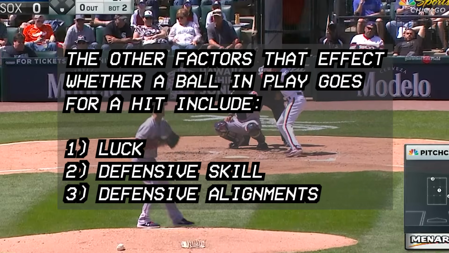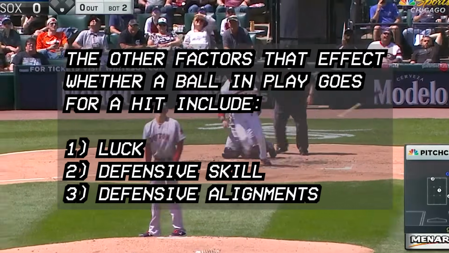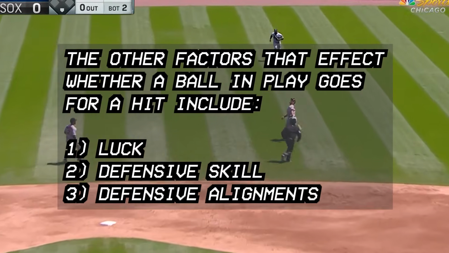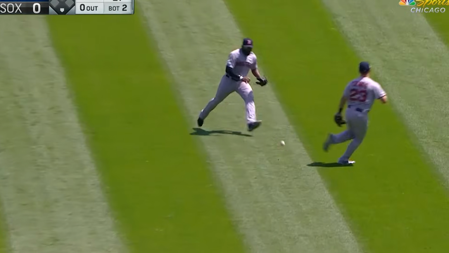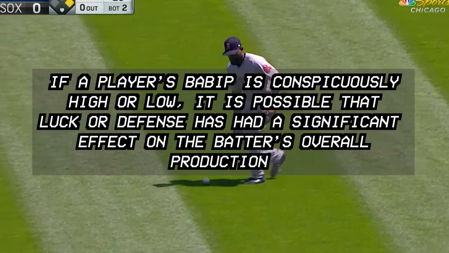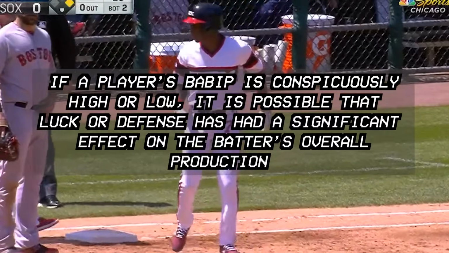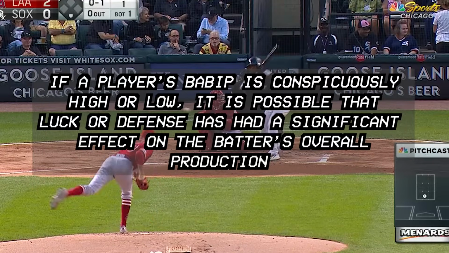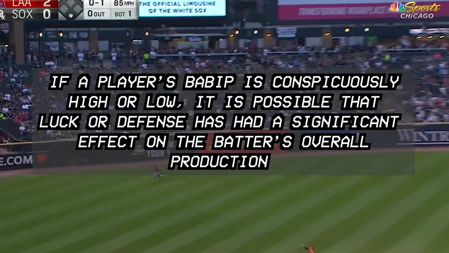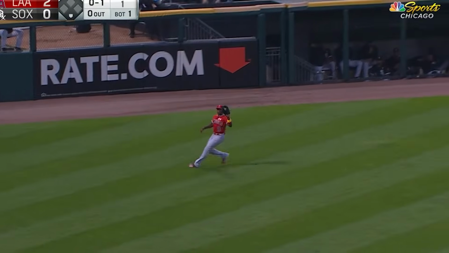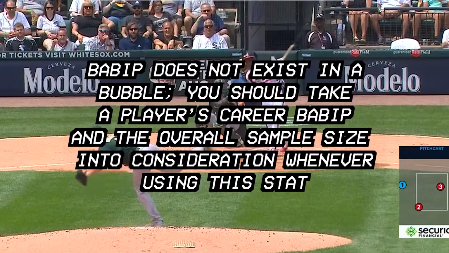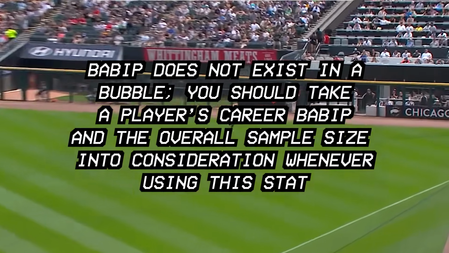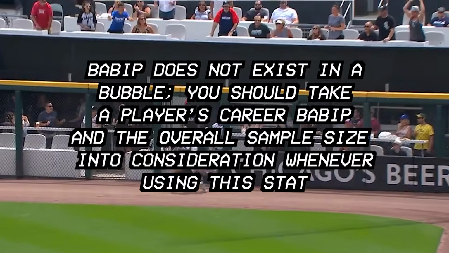The other factors that determine whether a ball in play is a hit are defensive skill and luck. And because these things are out of a batter's control, players' BABIP can be looked at alongside their current and historical batting stats to get a more complete picture of how sustainable their current batting performance may be. It should be made clear that BABIP does not exist in a bubble, and as I said, good players tend to have higher BABIPs to begin with.